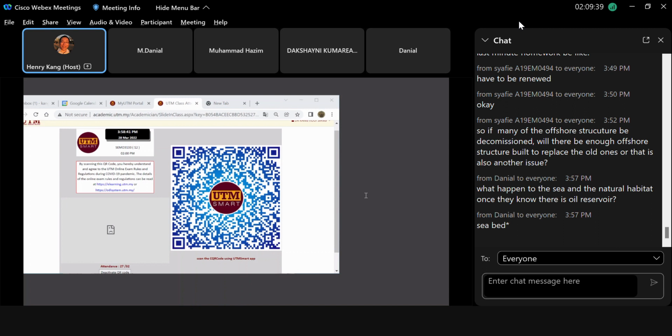Daniel asked, what happens with the sea and the natural ones? Good question. Normally in Malaysia, in Sabah and Sarawak, and also in Brunei, we divide our offshore region into different blocks.